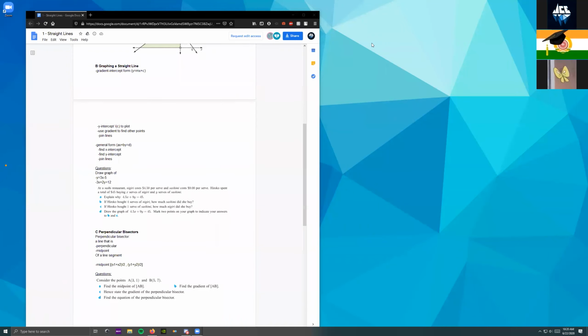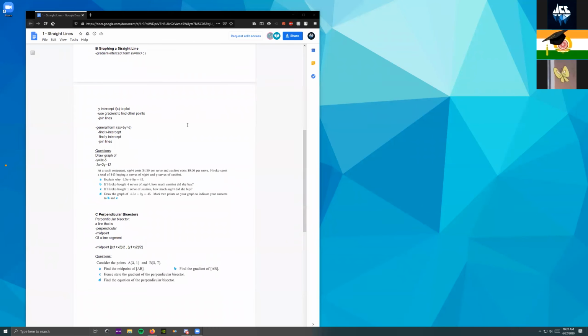So I suppose we can get into some of the questions. One of the first questions is: draw a graph of y equals 3x minus 5. To do this, like I said before, how I do it is usually just like, the y-intercept is minus 5. So this is the first point.